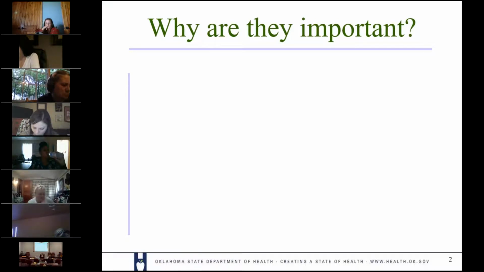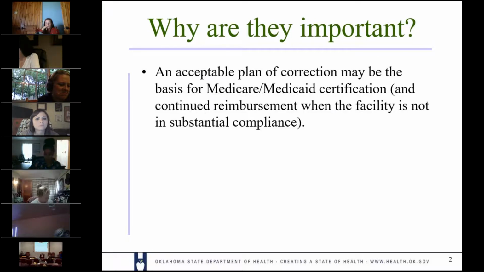So why are they important? Why are plans of correction important? Well, an acceptable plan of correction may be the basis for Medicare and Medicaid certification and continued reimbursement when the facility is not in compliance. So that's why they're important.